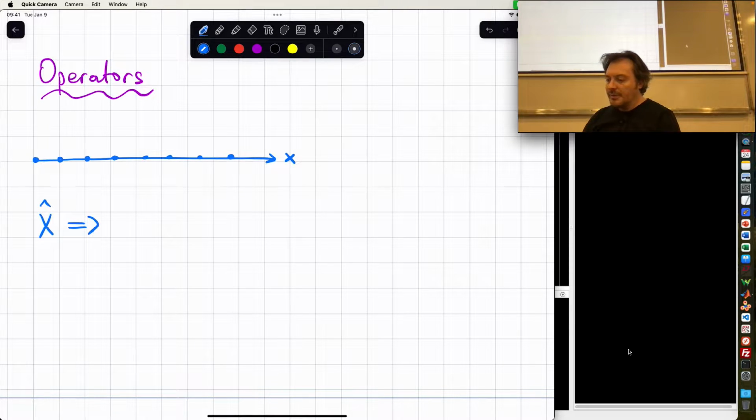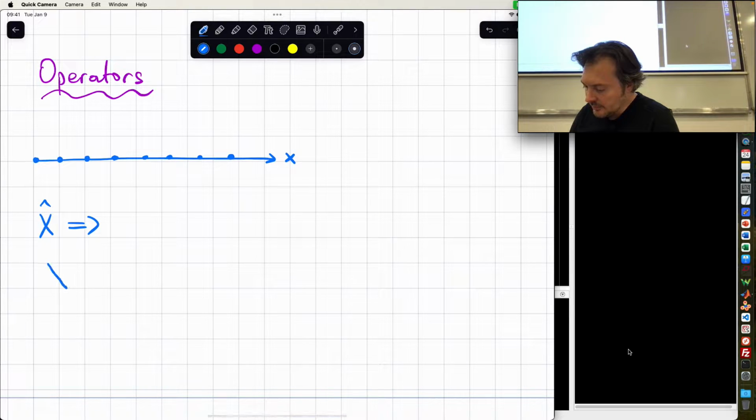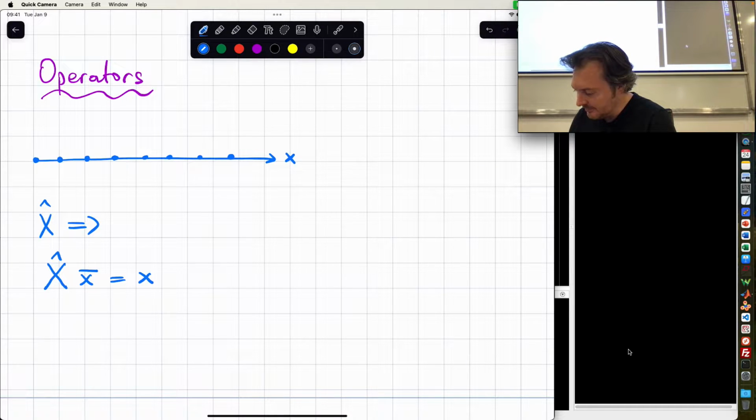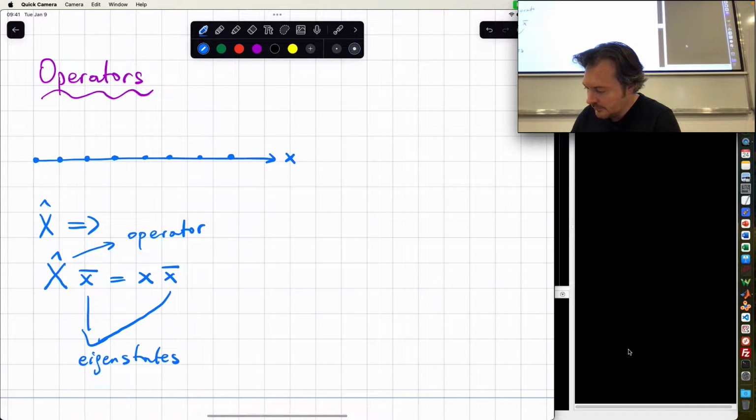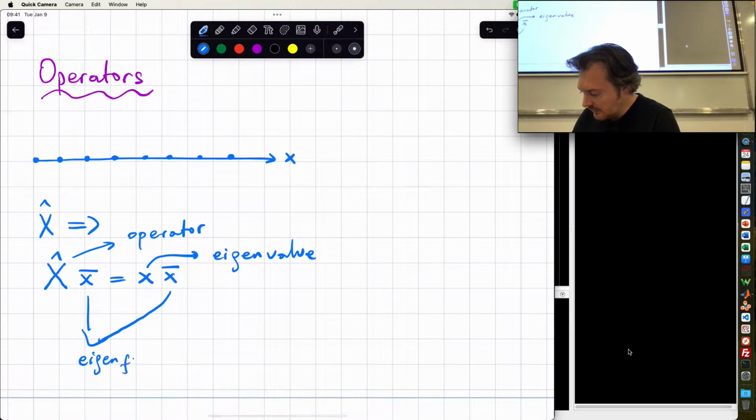Operator x has to have this property that when you operate with operator x on a state x, it should return x as a value and x vector as the vector. So these are eigenstates. This is the operator, and this is the eigenvalue. Let me just replace it with eigenfunction.